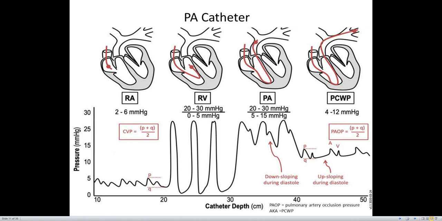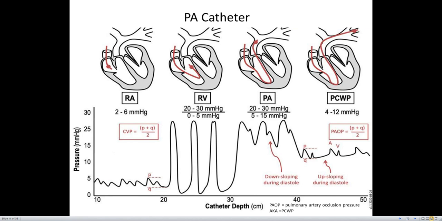Moving forward, if we continue to push that catheter forward and wedge it into the pulmonary artery and briefly occlude the flow going through that pulmonary artery, we can get an idea of what's happening in the left ventricle. When the mitral valve is closed, we're getting a primary idea of what's happening in the left atrium. When the mitral valve opens, then we're getting an idea of what might be happening in the left ventricle. Normal pulmonary capillary wedge pressure is between 4 and 12 millimeters of mercury.